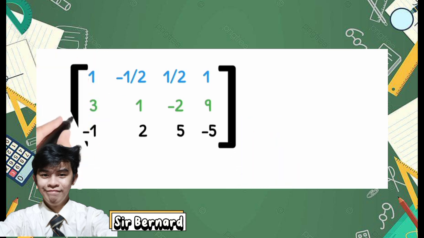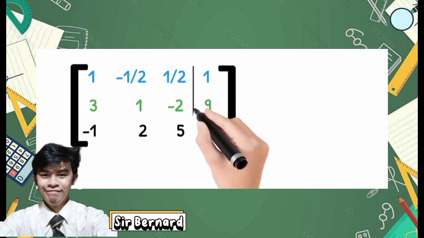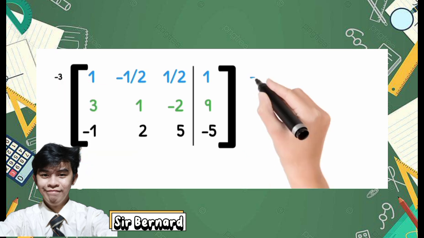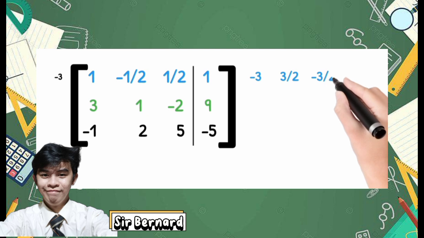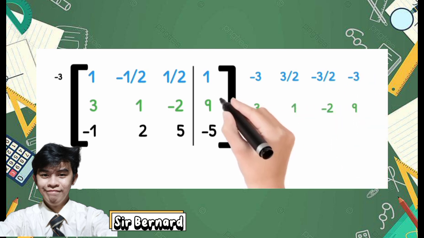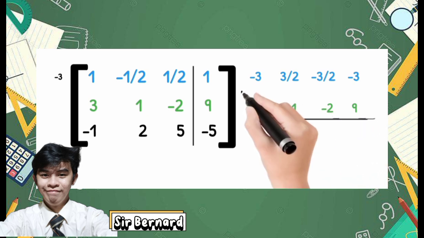To achieve our goal, the first thing to do is we need to zero the 3 in row 2. So we multiply negative 3 by row 1 and add that to row 2, and that's going to give me my new row 2, and the answer is 0, 5 halves, negative 7 halves, and 6.